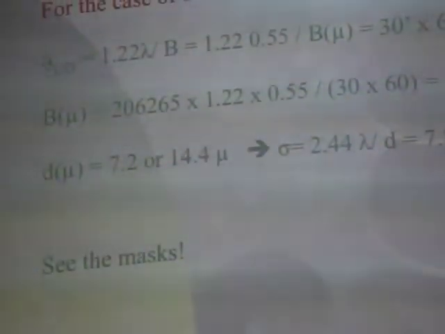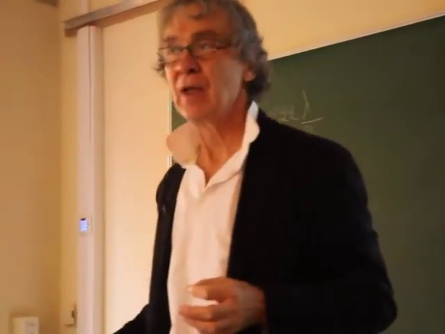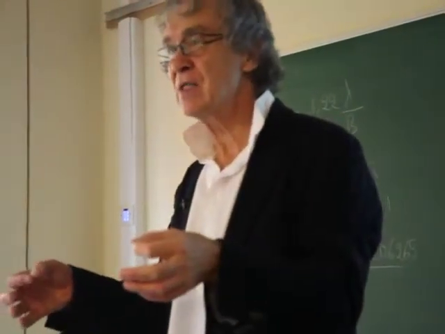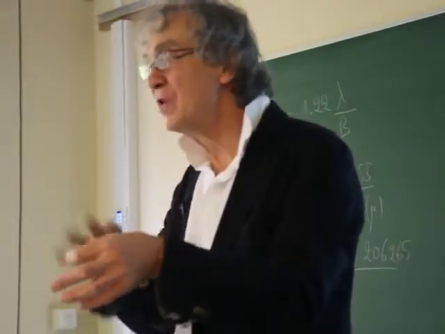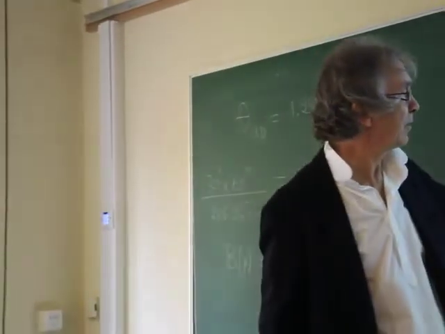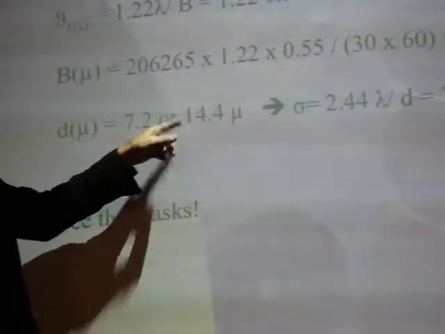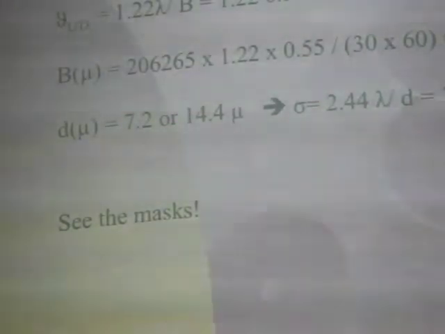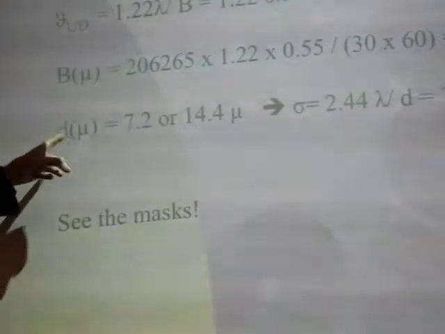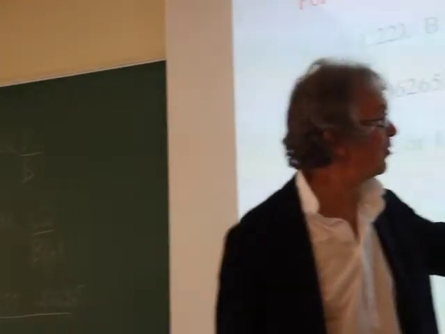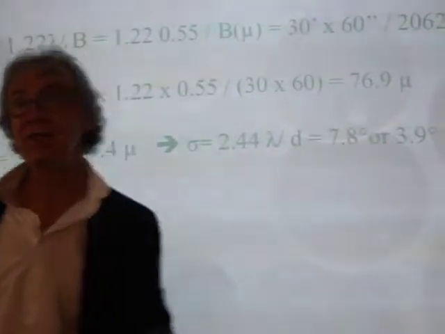Now I spoke about the baseline, 77 microns, but we still need two telescopes. What should be the size of the mirror of those telescopes or of the lens? It should be much smaller than the baseline, because otherwise a single hole would resolve the sun. So we designed holes with a size of 7.2 microns for some interferometers and others with a size of 14.4 microns. The field of view of one such micro telescope would correspond in the first case to 7.8 degrees, and in the second case 3.9 degrees.